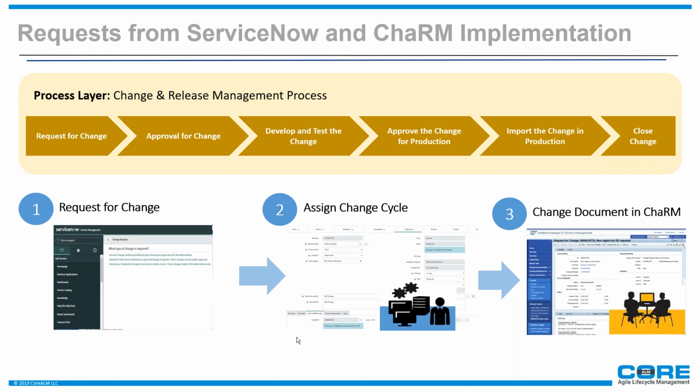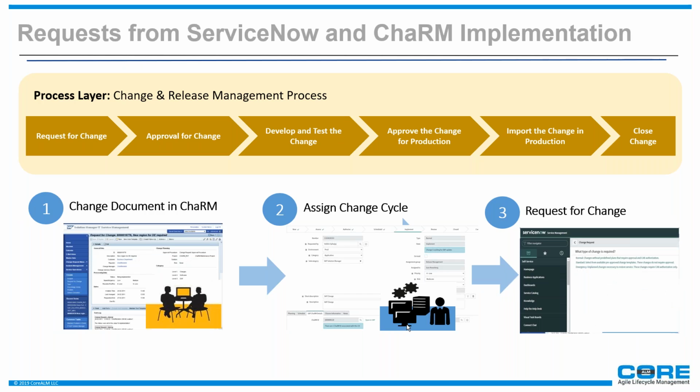So really what we're going to do in the demo today is you're going to see that we're going to request a change in ServiceNow. We're going to do an emergency change to go quickly through the workflows. We're going to assign a change cycle within ServiceNow directly for Charm, and when a change document is going to be created, then we'll go through the entire workflow that I showed you in the previous screen.